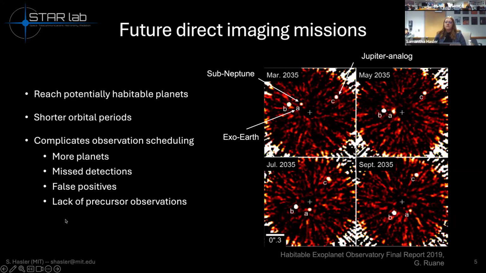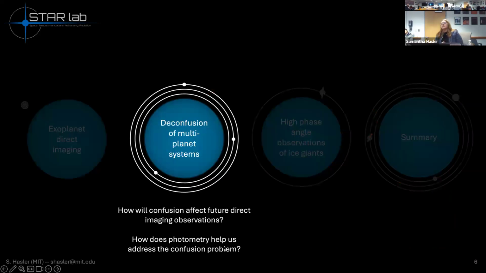So this leads me to the questions that I've been trying to address through my first PhD project, which is focused again on planet detection confusion. In this section, we're going to look at how confusion will affect future direct imaging observations and how photometry can help us to actually address this confusion problem.